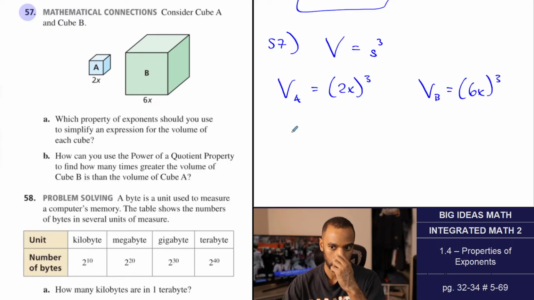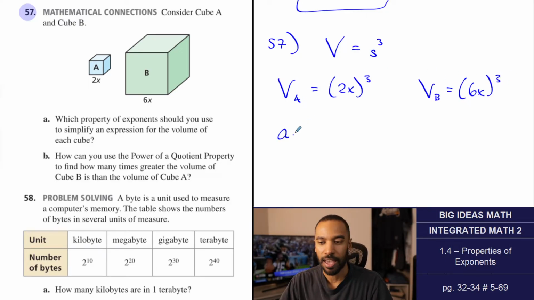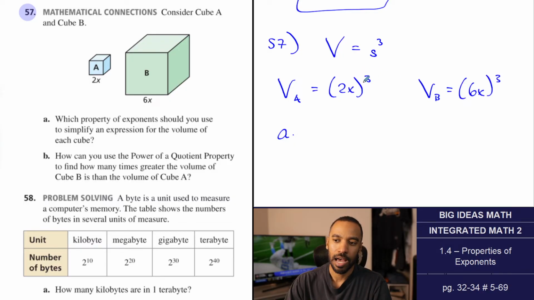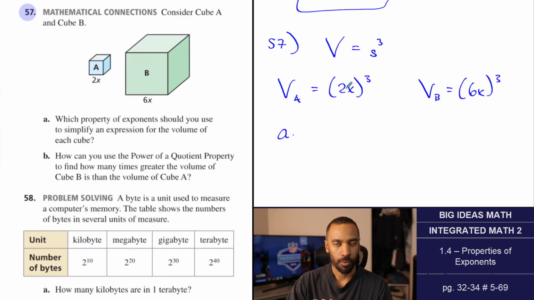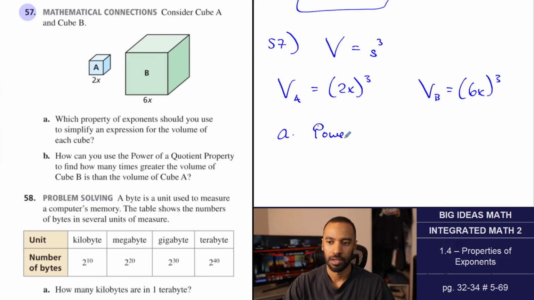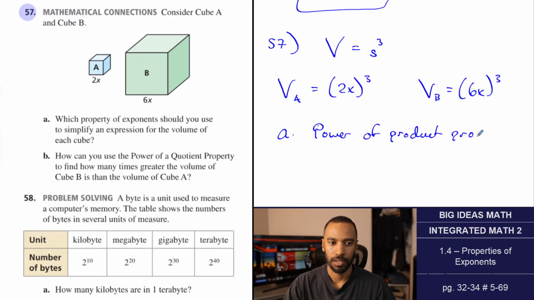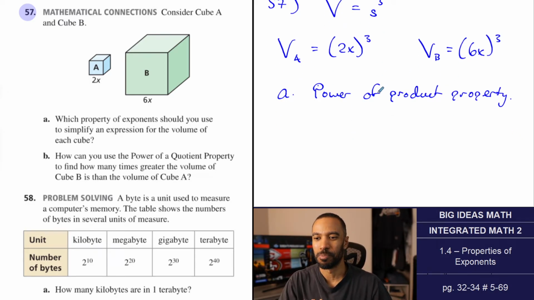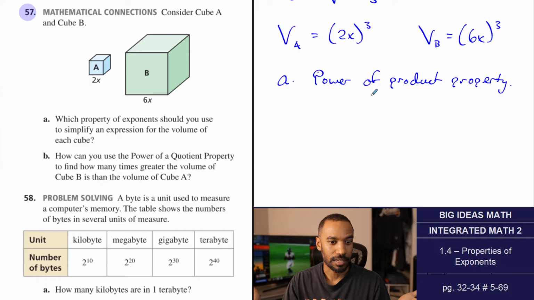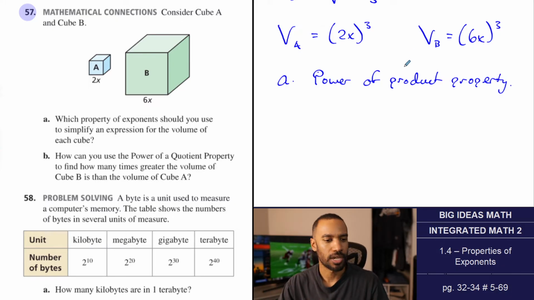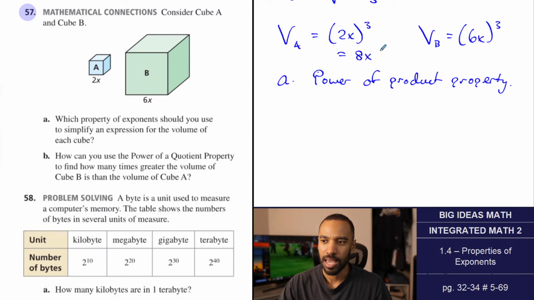So when they ask you which property of exponents should you use, you end up doing the power of a product. Is that how you say it? You use the power of product property. They don't ask us to explain, so I won't, but that's what you do based on a cube there. Now, they didn't ask us to simplify this, but I shall. That becomes 8x cubed and 216x cubed.